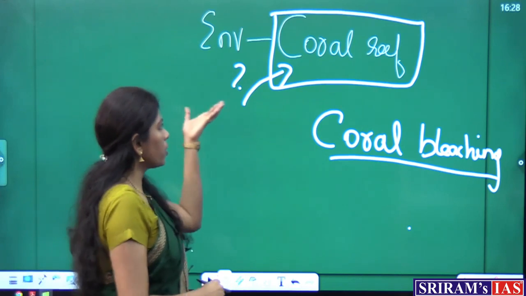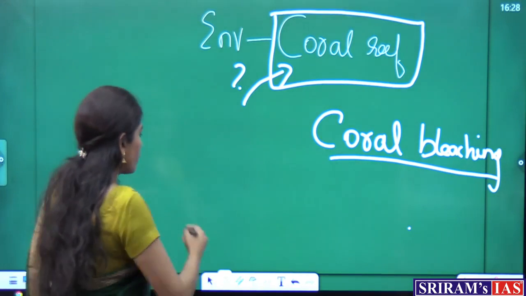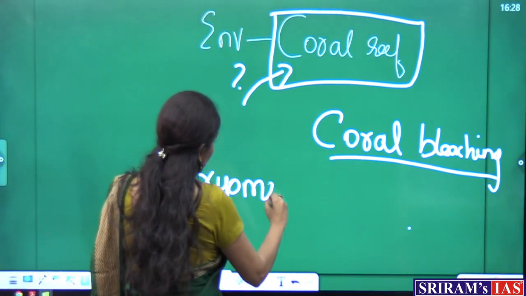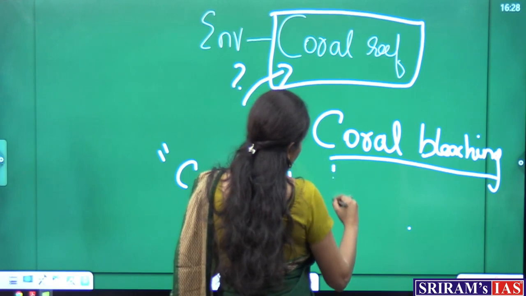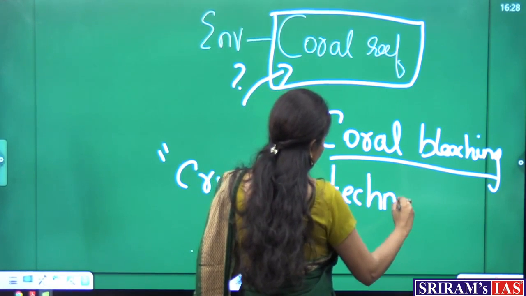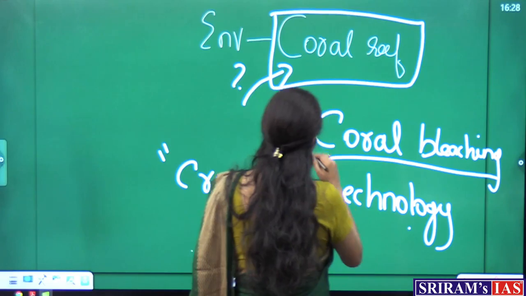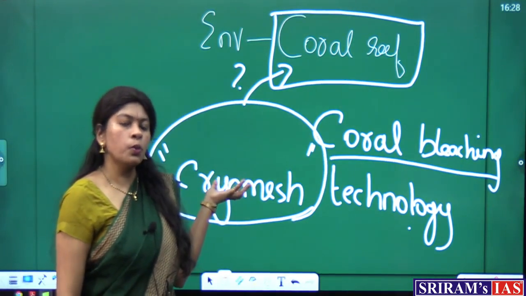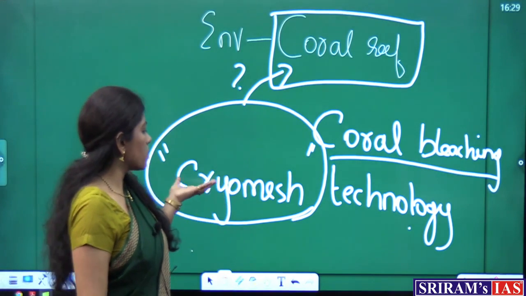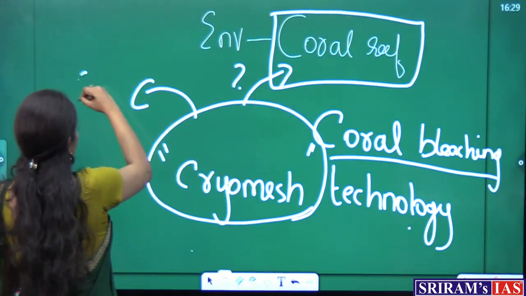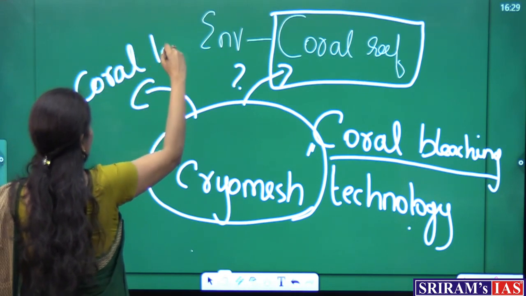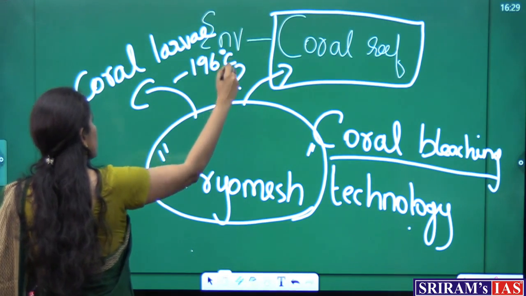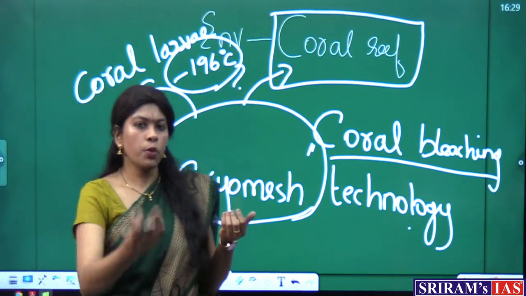So why was coral reef in the news? There were a lot of topics, but one important topic is cryomesh. It's a technology used to preserve the coral reef. In this way, they are preserving the coral larvae at -196 degrees Celsius, and later they will be reintroduced into the wild.